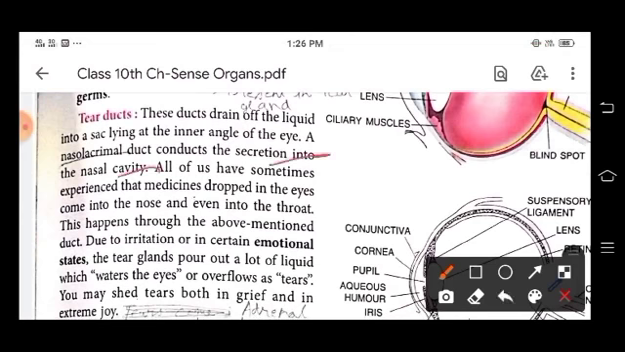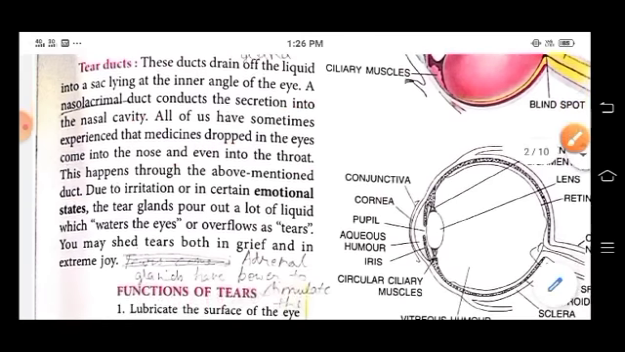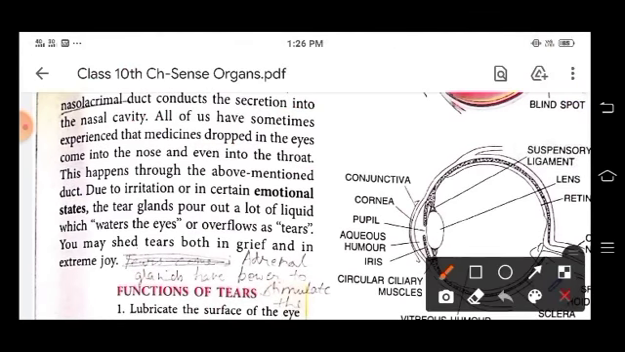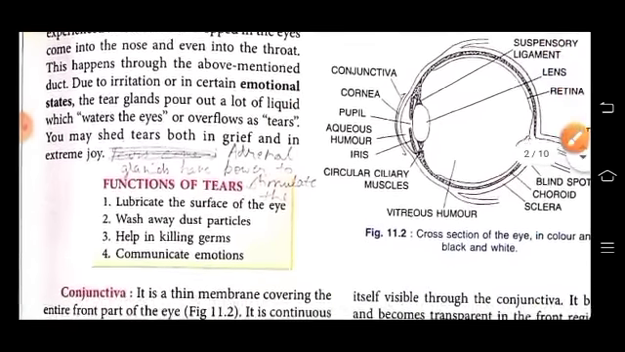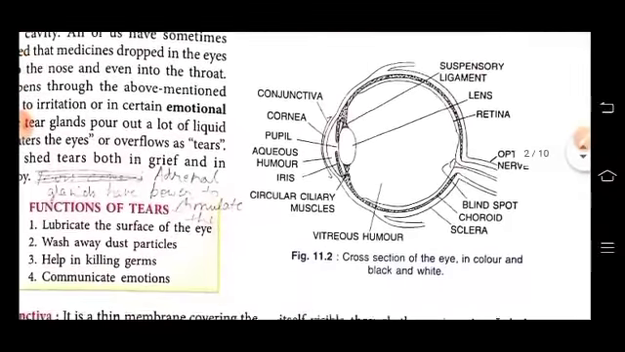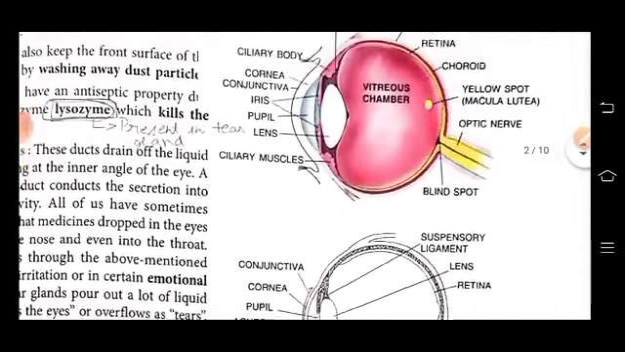Now the nasolacrimal duct conducts the secretion into the nasal cavity. Sometimes we experience a medicine drop in the eyes going into our nose and even the throat, because of the presence of this duct. Sometimes due to irritation or in certain emotional states, the tear gland pours out a liquid which waters the eyes or overflows as tears. So we shed tears both in grief and in extreme joy. Now let's see the structure of the eye, children.